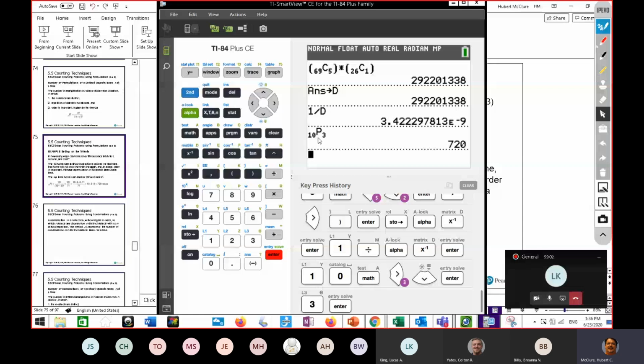Why board members? Board members are officers. President, vice president, treasurer, secretary. That would be 4 offices.